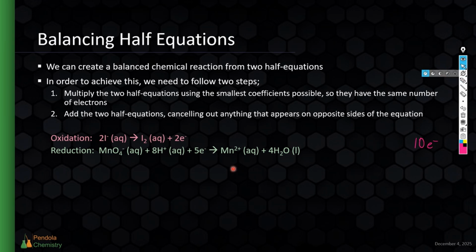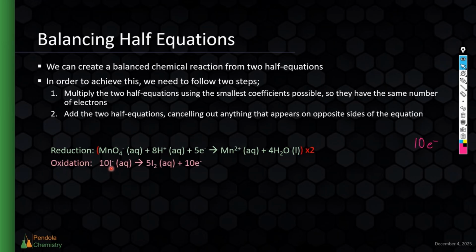How do we do this? We simply multiply the equations. How do we get 2I⁻ yields I2 plus 2 electrons to have 10 electrons? We're going to multiply the whole equation by 5. 2I⁻ yields I2 plus 2 electrons becomes, when multiplied by 5, 10I⁻ yields 5I2 plus 10 electrons.